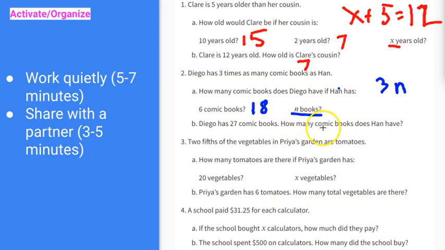What about here? Diego has 27 comic books. How many comic books does Han have? Well, again, we know that that makes 27 here. What's the missing number? Yeah, you got to either think of it as 3 times something gives you 27, or 27 divided by 3 would give you your N. What is it? Yep, 9. Let's go a little more complex.